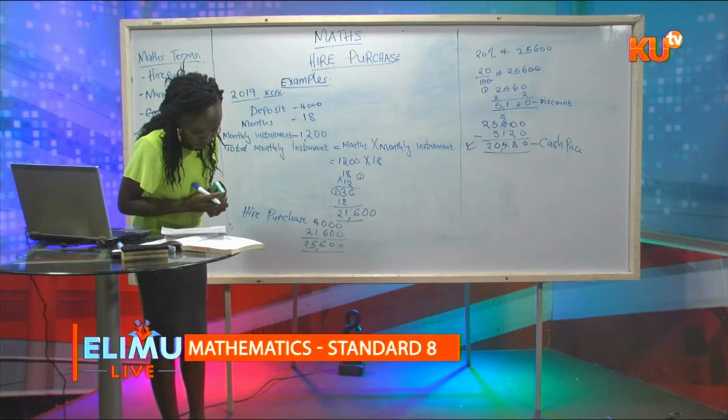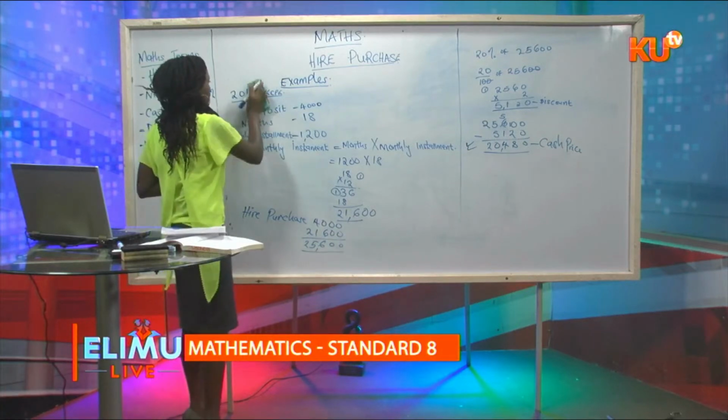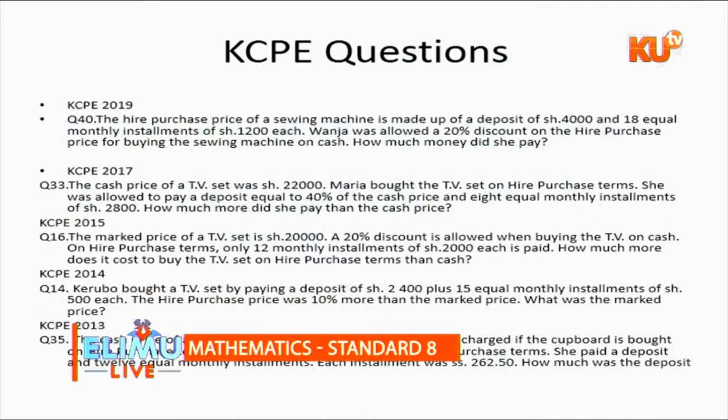So we look at another question, from KCPE 2017. Very fast, let's look at another example. KCPE 2017. The question was, the cash price of a TV set was 22,000 shillings. Maria bought the TV on hire purchase terms. She was allowed to pay a deposit equal to 40% of the cash price and 8 equal monthly installments of 2,800. How much more did she pay than the cash price?